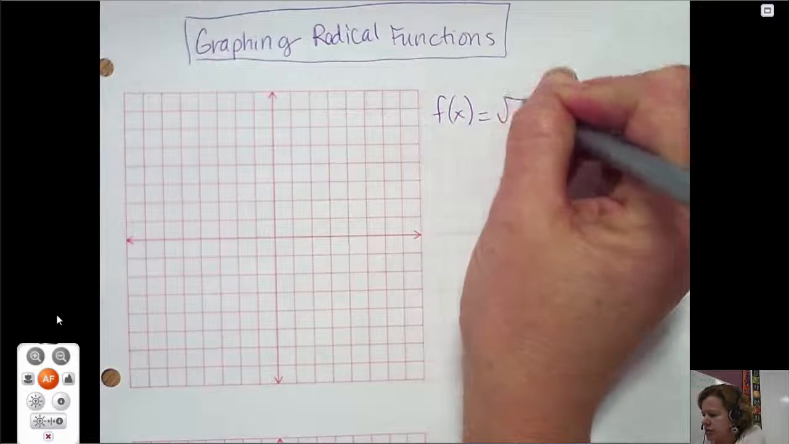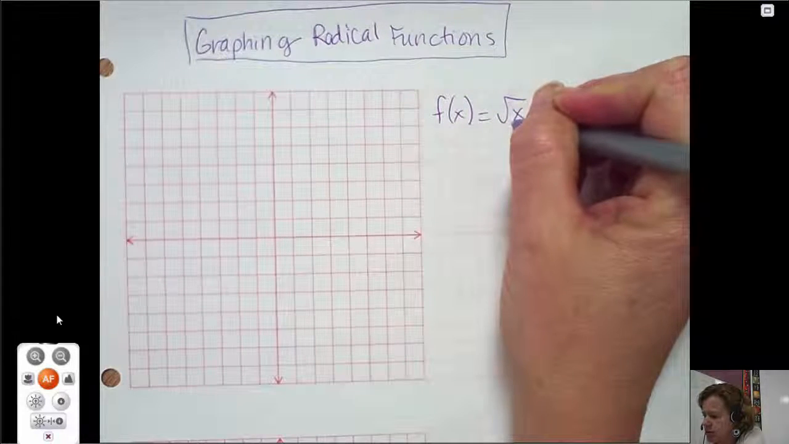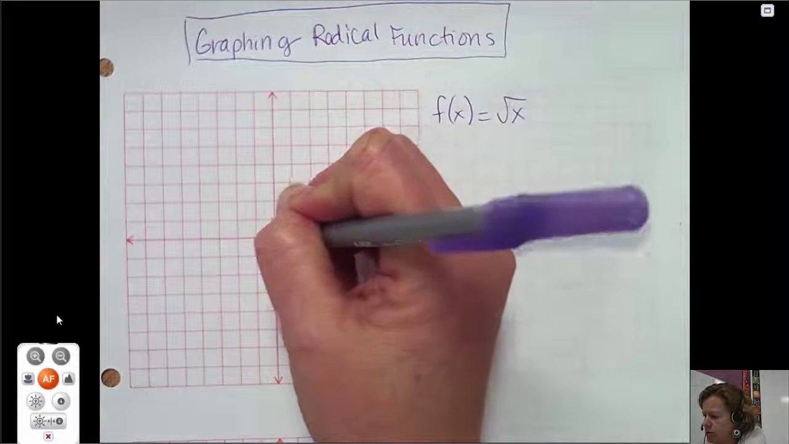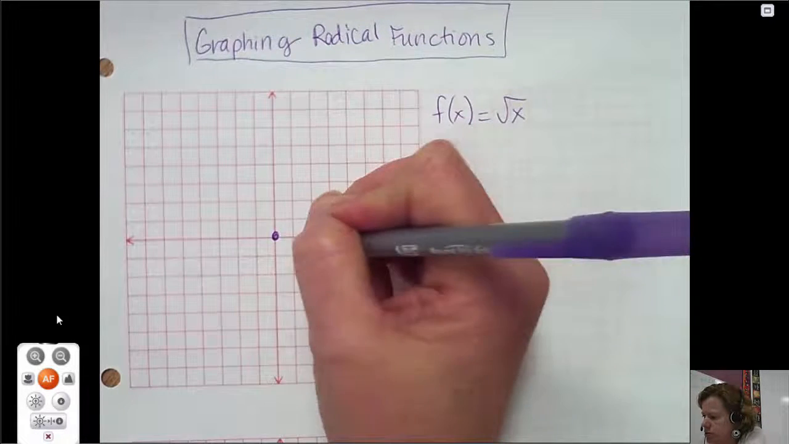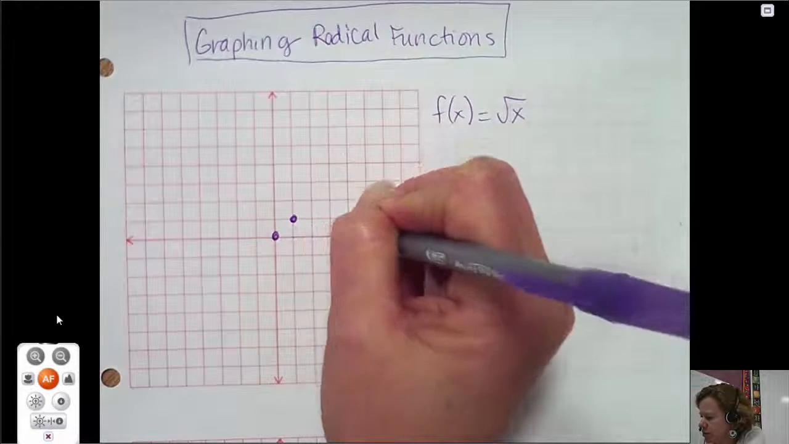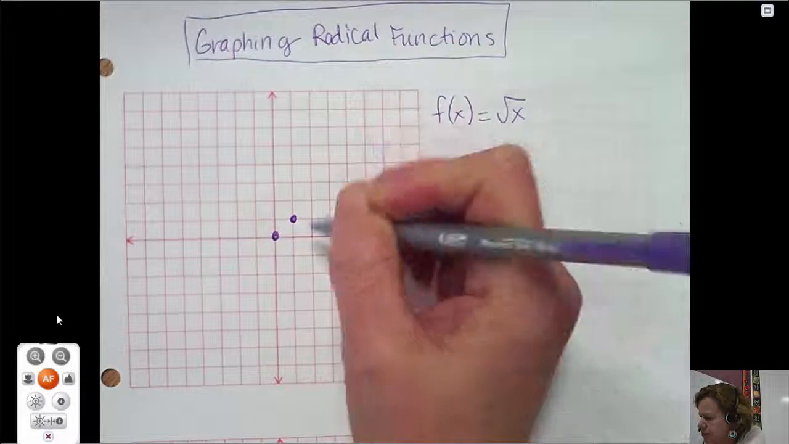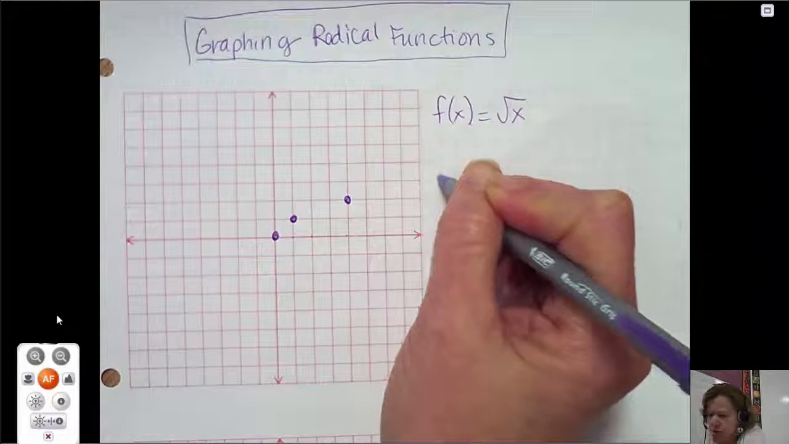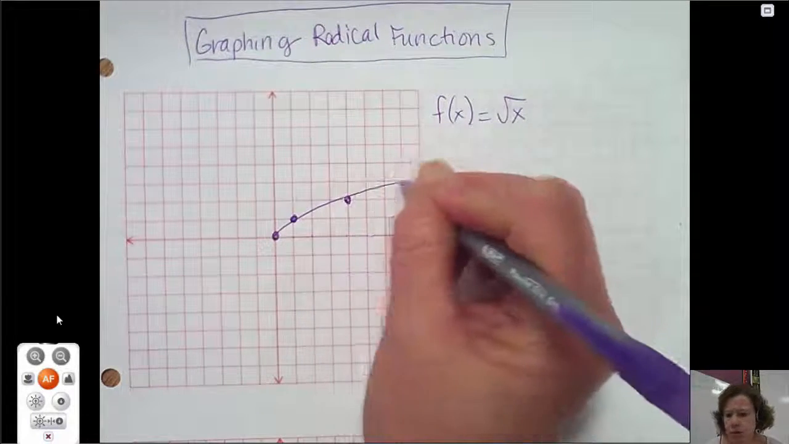It looks like this. We know that the square root of 0 is 0, the square root of 1 is 1, the square root of 4 is 2, and the square root of 9 is 3. You should be able to graph that quickly without much thought at this point. We've been doing that since September.